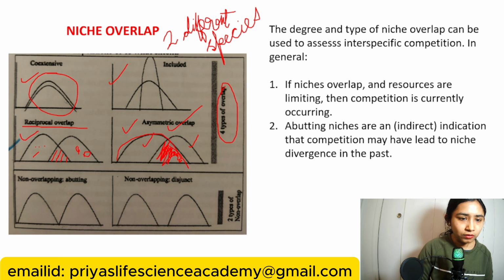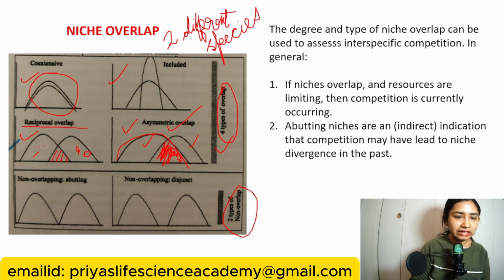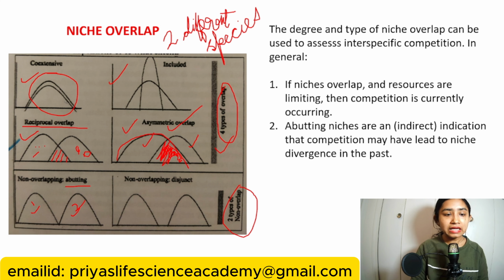Okay. Now, 2 types of non-overlap. We studied 4 types of overlap, now 2 types of non-overlap. Here, abutting. Abutting means adjoining, that is, adjacent niches. Here species 1 and species 2 both have adjacent niches, like their niche or ecological role are contiguous, but they do not overlap.